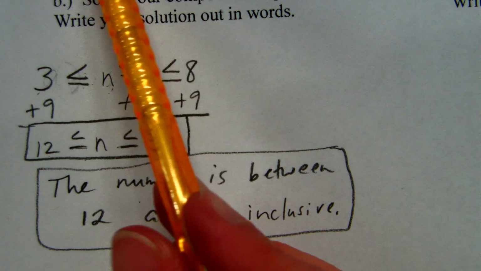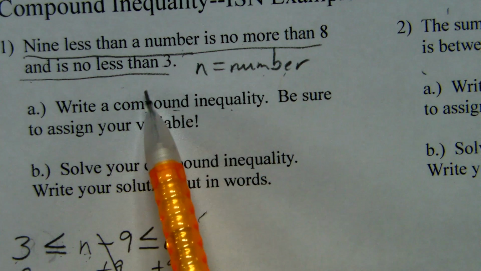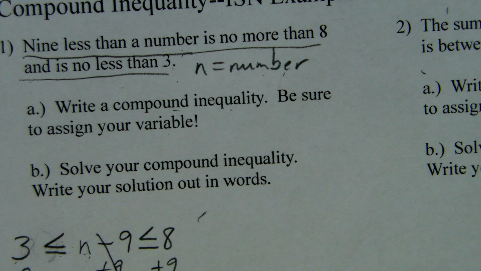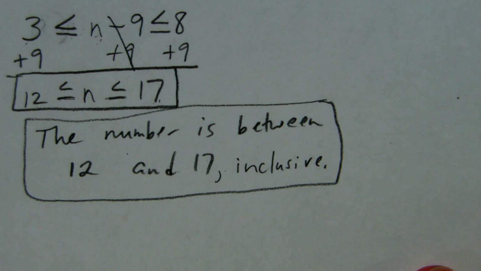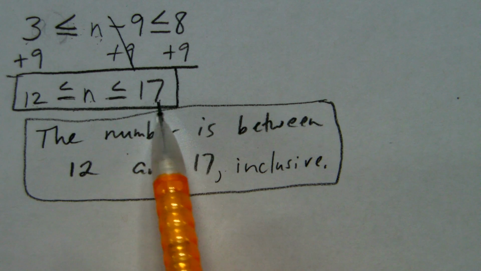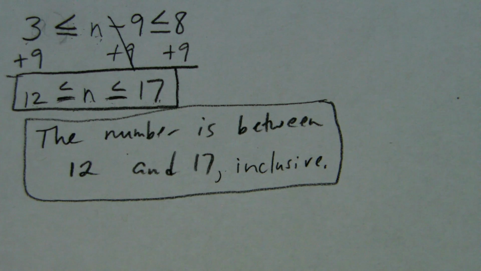You could also say that n is no more than 17 and no less than 12. You could use the wording that they had back up here in the original problem if you wanted to, and just switch those numbers out. There's lots of ways to write it. I like using the between because that's just what it looks like on the answer. N is stuck between 12 and 17, but we are including the 12 and the 17 using those equal bars.